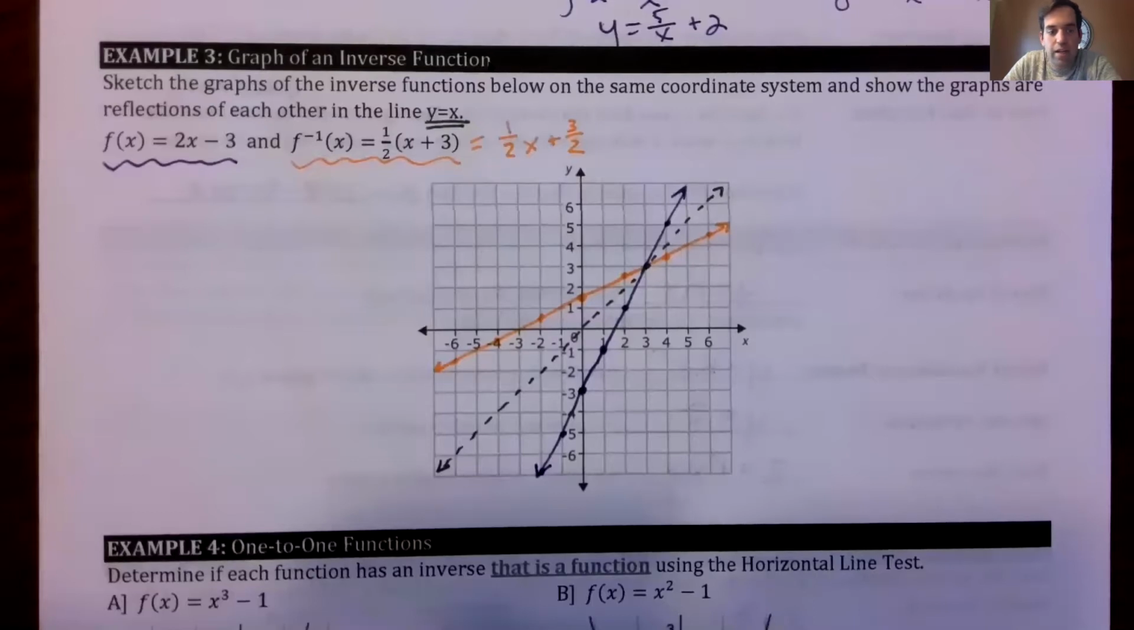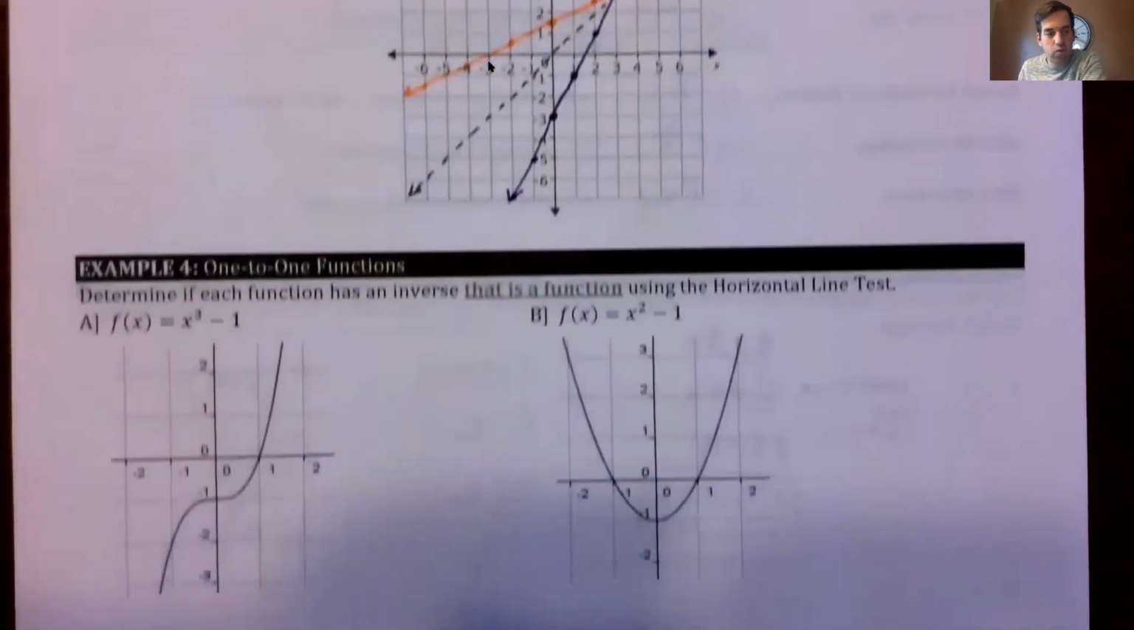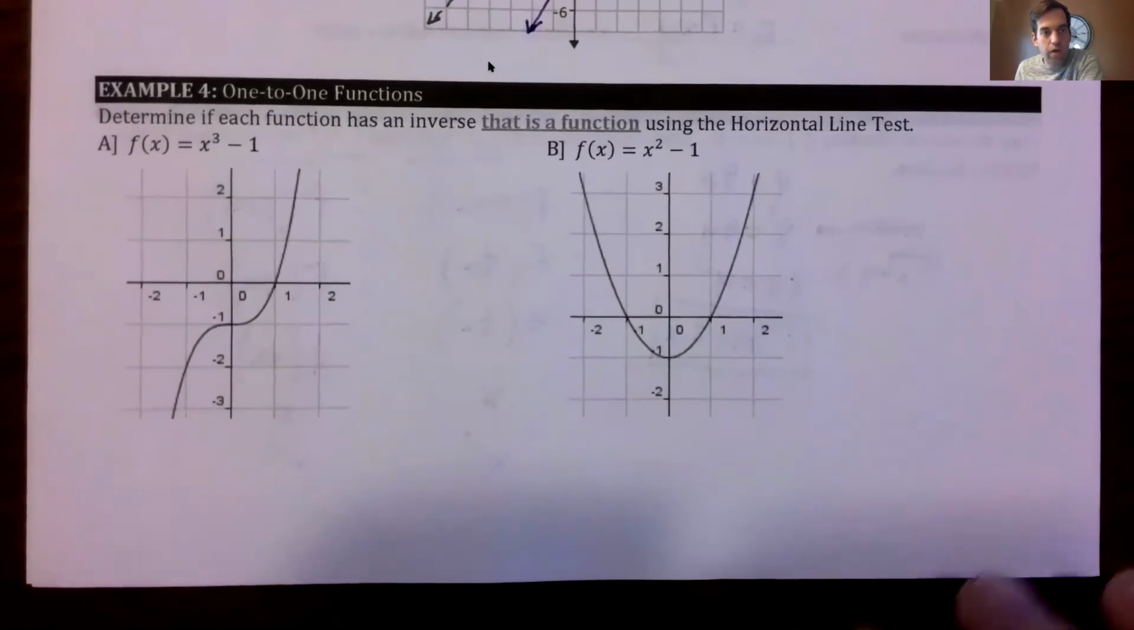All right, we should be good now, so let's keep going. We're moving on to example 4. One-to-one functions. Determine if each function has an inverse that is a function using the horizontal line test.